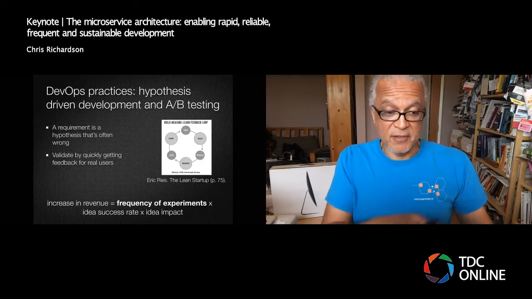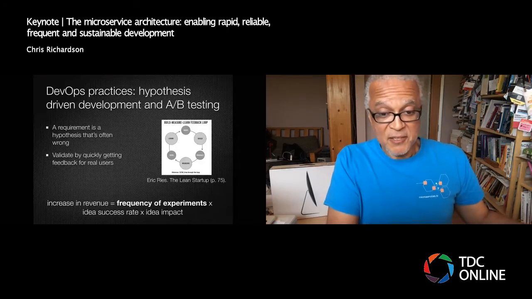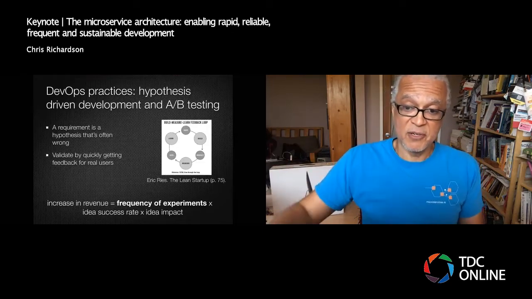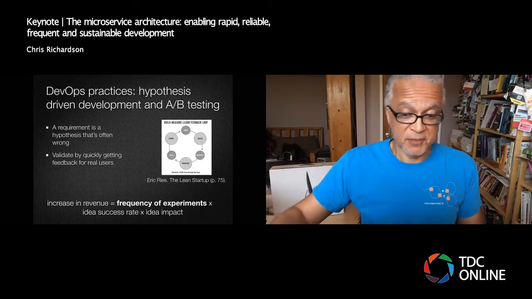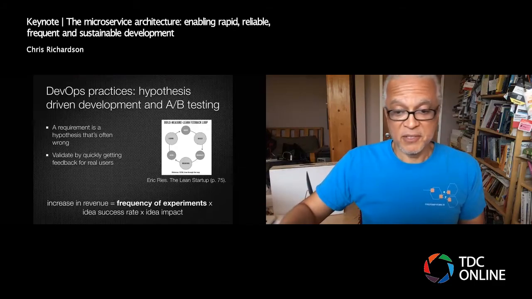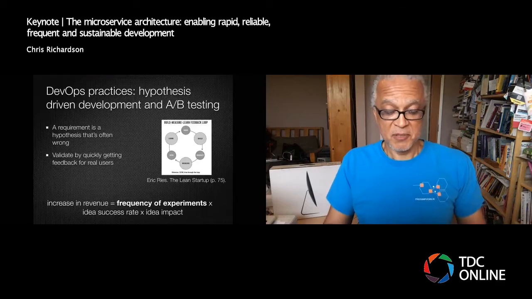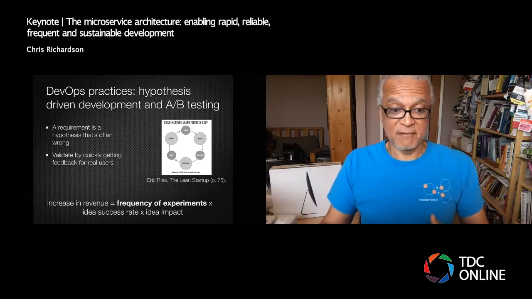So in other words, you're constantly running experiments in production to validate what you think will make your customers happy. And it turns out that how much money you make is proportional to how frequently you can run experiments in production. So if you can only release once a quarter, that means you can run 4 experiments a year. So you've got to wait 3 months or more to get feedback.